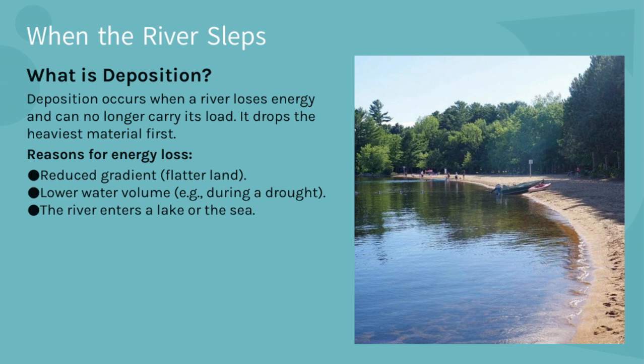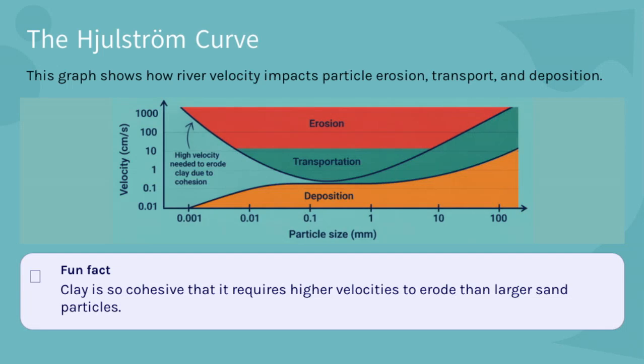Deposition is very important because it creates landforms. For example, deposition helps form floodplains, levees, and deltas. So erosion shapes the river channel. Transportation moves the load, and deposition builds new landforms. Now we are going to introduce the Hjulström curve.